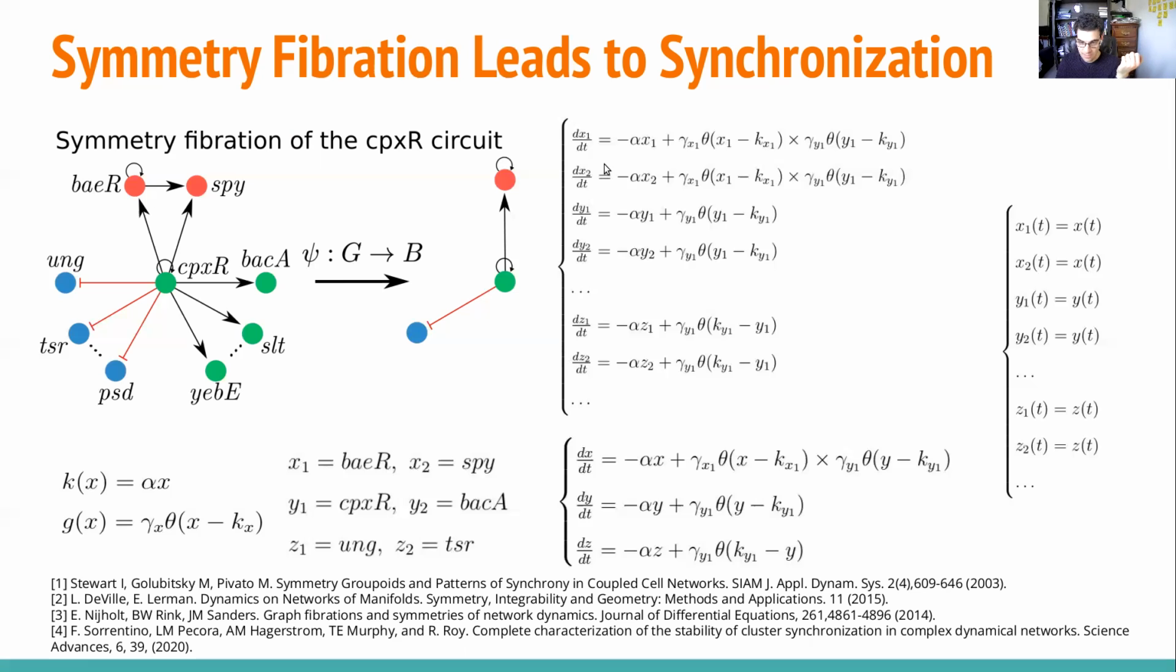So what we see is that the existence of this symmetry fibration leads to the existence of the synchronous solution for the original network. Now, this solution exists and it's great, but the question is, how often does it happen that the network actually takes this solution, and how stable is it? How big is the basin of attraction of this solution and how stable is it?